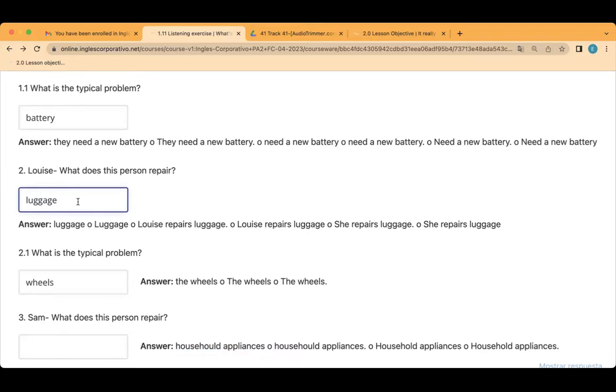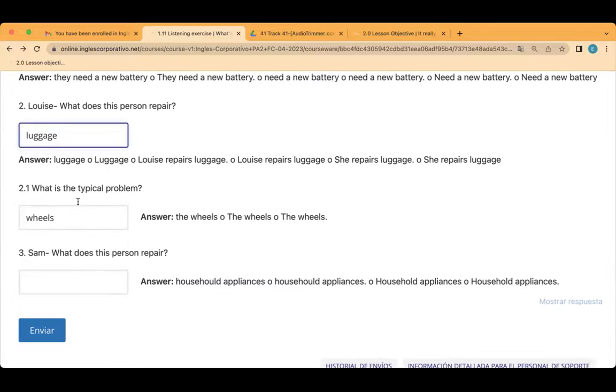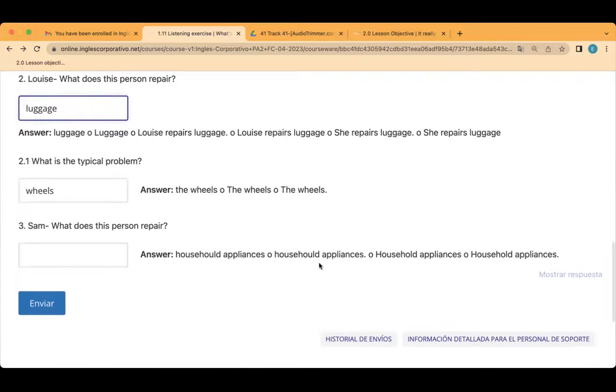In the third one, this is about Sam. How do you spell household appliances? It's here in the chat, here in the video. Do you see the screen?